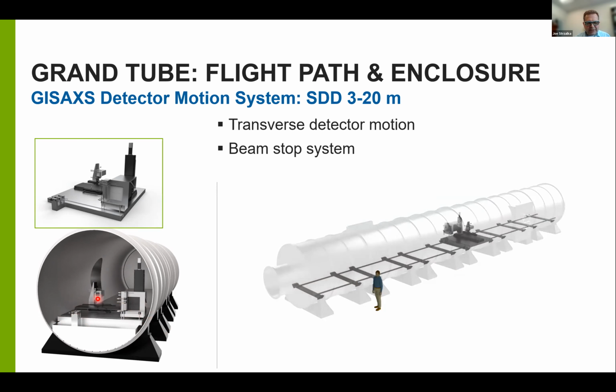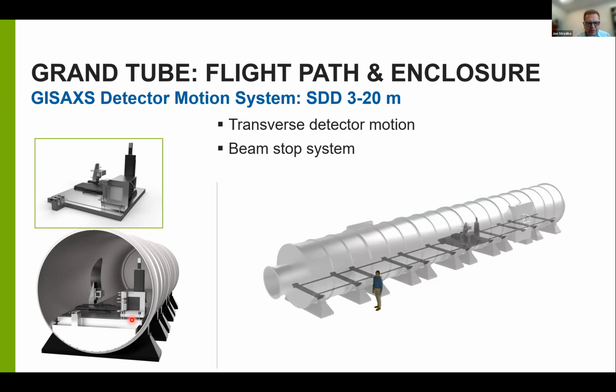So this illustration is showing you how far the range is for transverse motion. Besides this transverse horizontal motion, there's also vertical motion, so that there's the size of the detector itself, but also we'll be able to move around to capture the scattering at greater resolution further away from the sample as needed.